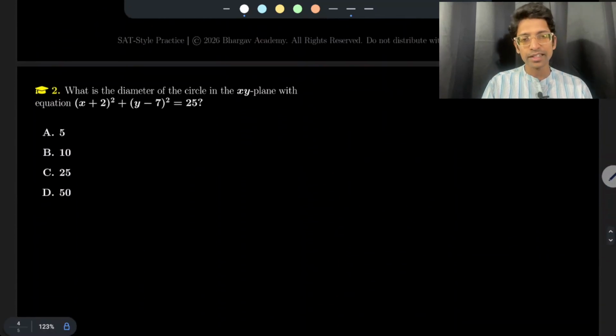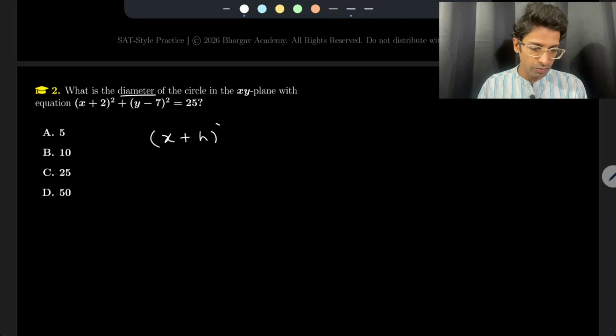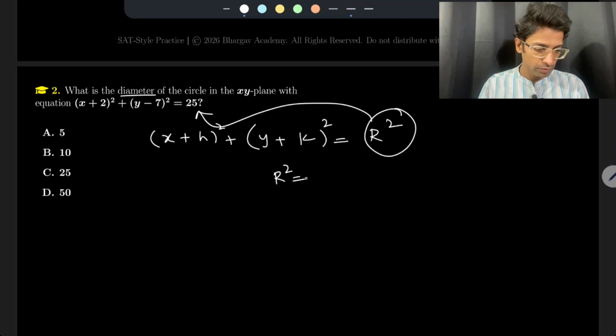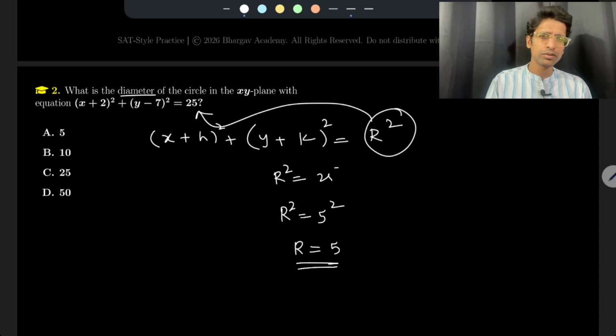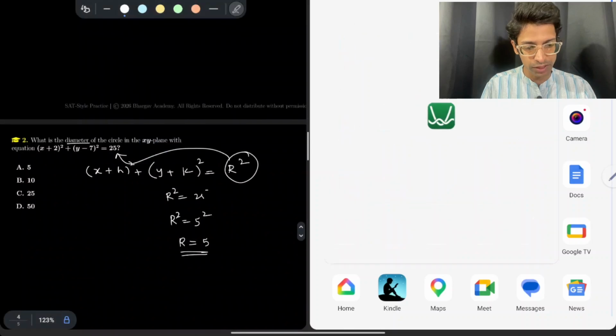The next problem is a standard equation of the circle, (x plus 2) whole square plus (y minus 7) whole square equals 25. He's asking you to find the diameter, so please pay attention, it's not radius. Now you already know the standard circle notation. So if I equate r square with 25, I can write it like this. So r equals 5. The radius is 5. Shall we do this also in Desmos so that our clarity of this is much higher?